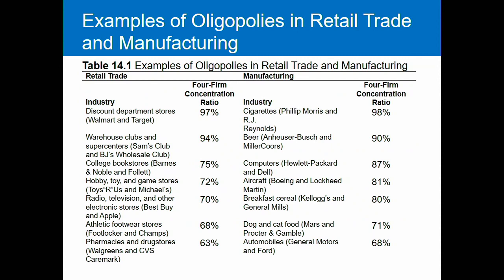So here's a couple examples of oligopoly. Discount department stores, like Walmart and Target, the four-firm concentration ratio is 97%. Pretty safe to say that's an oligopoly. There's only a couple of firms. So if Walmart does something, Target's going to have to respond to it. It's going to really affect them.